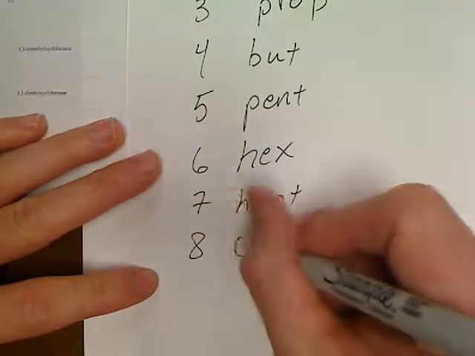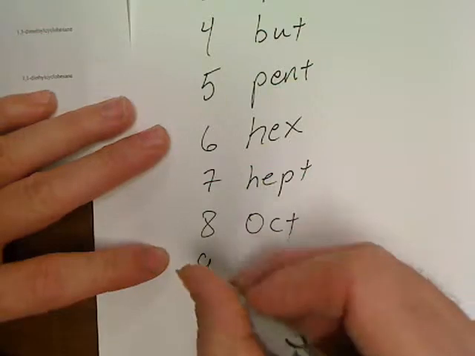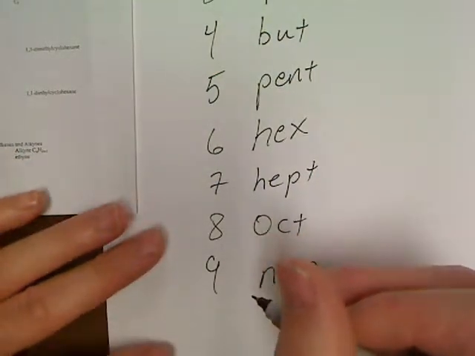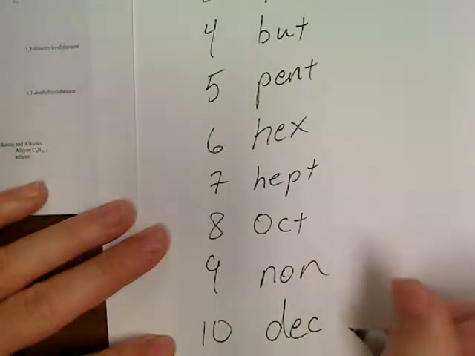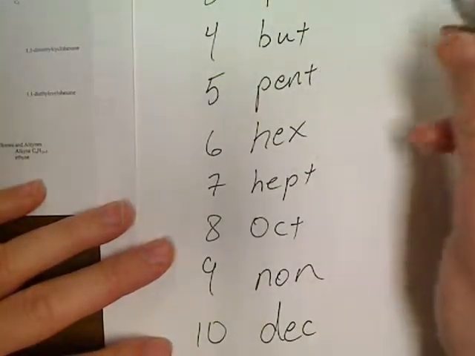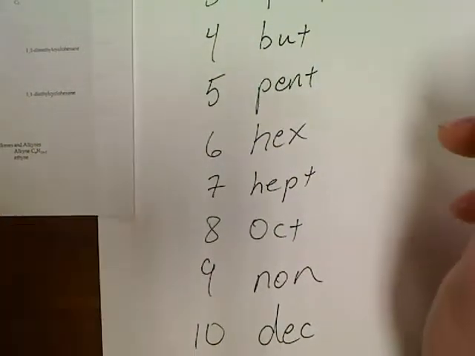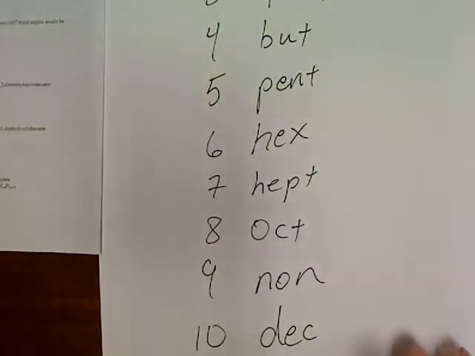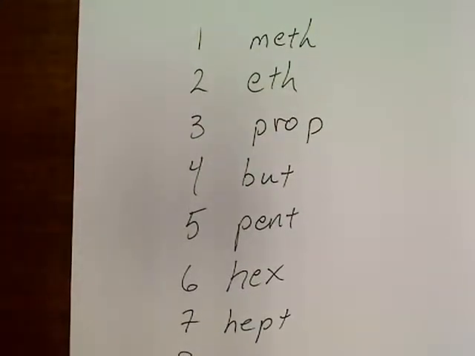Seven is hept, eight is oct, nine is non, and ten is dec. So we'll go back through: meth, eth, prop, but, pent, hex, hept, oct, non, dec. All right, so here are your prefixes, and you pretty much already know these.